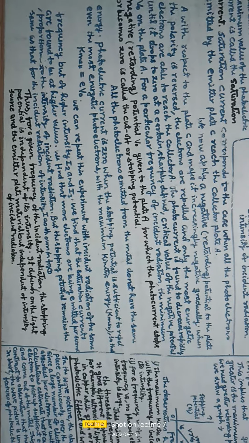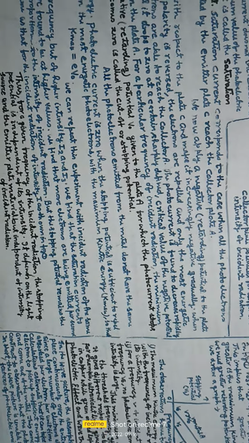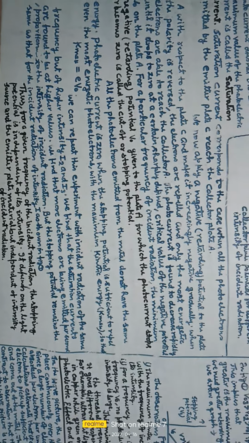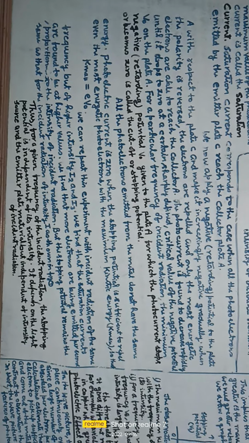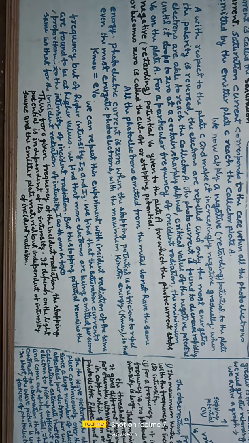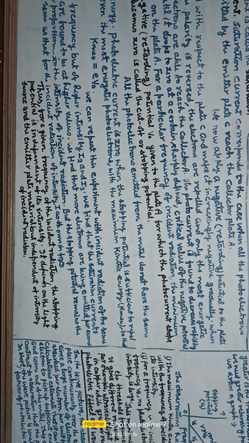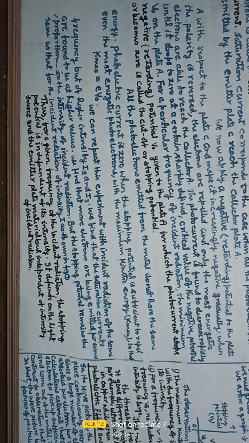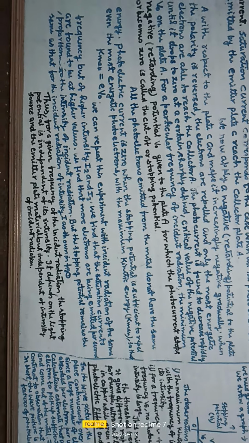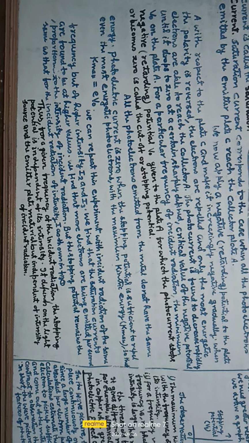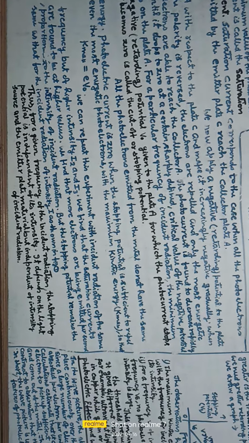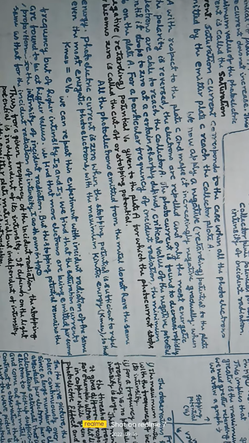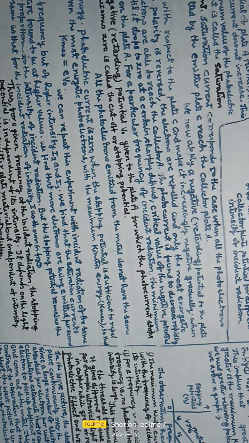We can repeat this experiment with incident radiation of the same frequency but of higher intensity I2 and I3. We find that the saturation currents are at higher values. More electrons are being emitted per second, in proportion to the intensity of incident radiation, but the stopping potential remains the same as that for the incident radiation of intensity I1, as shown in figure 1.